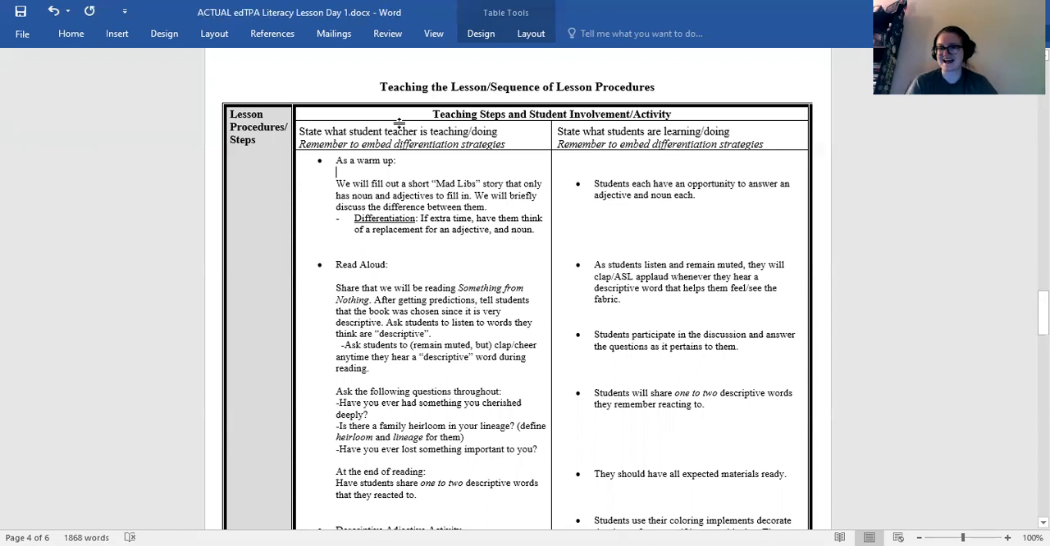So I don't like this setup where it's teacher does this, student does that, because I feel like you could do both in one line, but we have to follow the template. So I said, well, this is what the teacher does. Well, students will each have an opportunity to answer an adjective and noun.